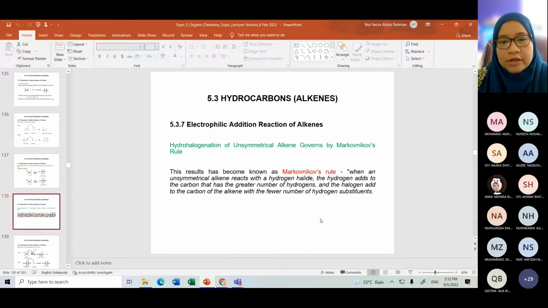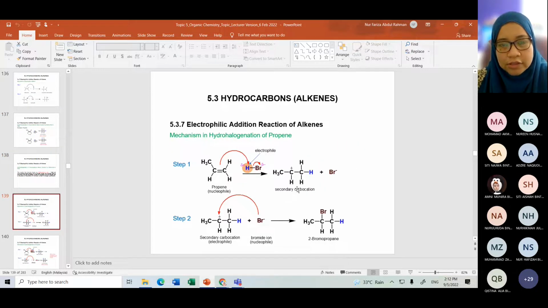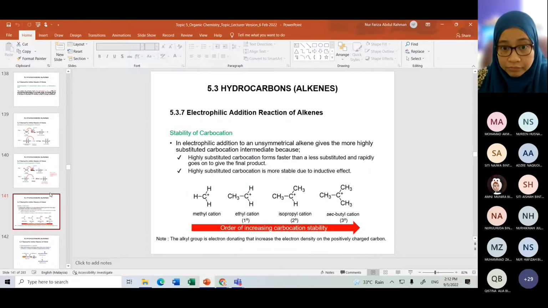Okay, all right. So Markovnikov is based on the stability of carbocation. So the most stable form of carbocation. The carbocation itself is not stable, okay? But among these unstable carbocations, the most stable form will be the tertiary carbocation. Then secondary, primary, and methyl carbocation are very, very unstable. They are not preferable during the reaction.